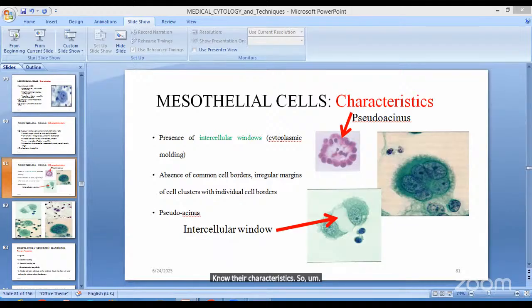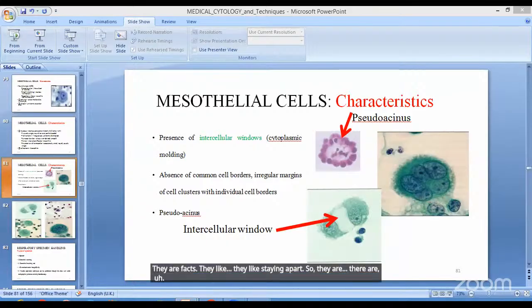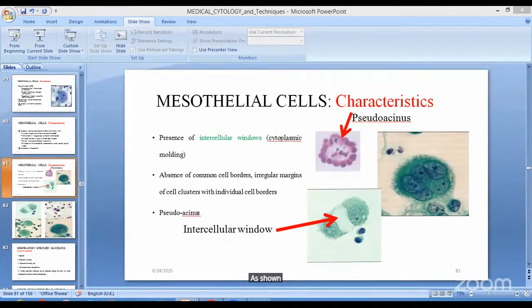When some of them form a cluster, as the red arrow indicates, it's called a pseudoacinus. That looks like a semi-rosette. You can see the nuclei showing some molding, internuclear molding. There is absence of common cell borders. They are always apart. They like staying apart, staying singly. Their nuclear margins are irregular, as shown in this slide.